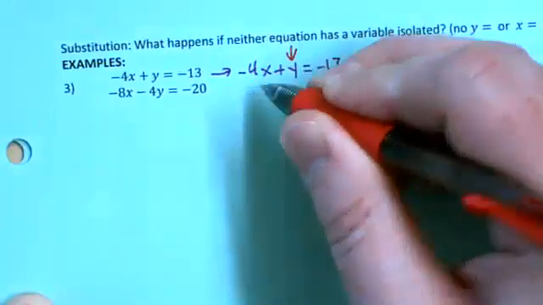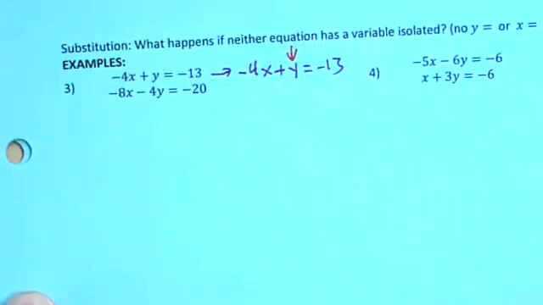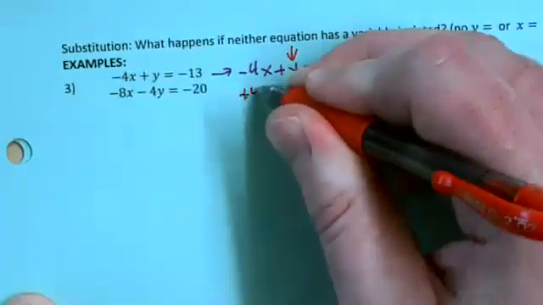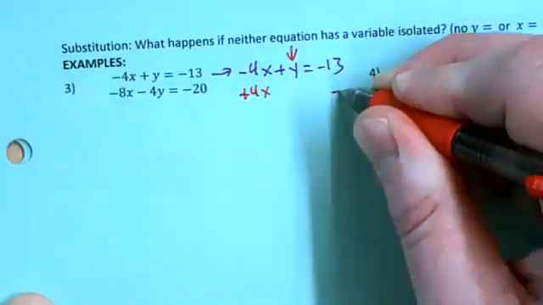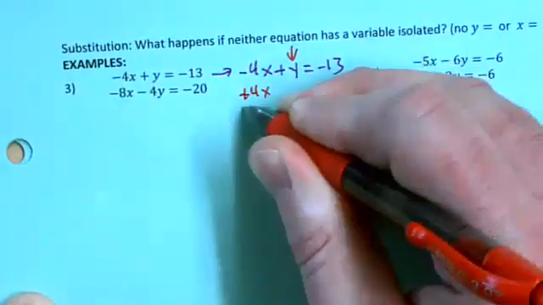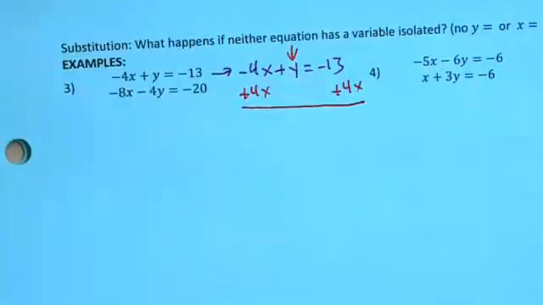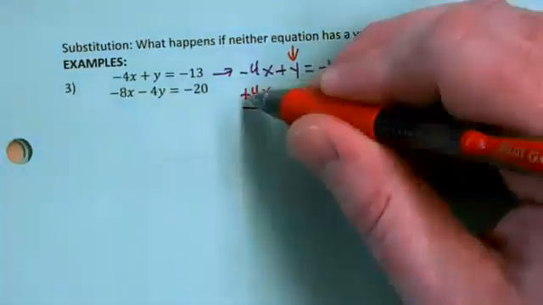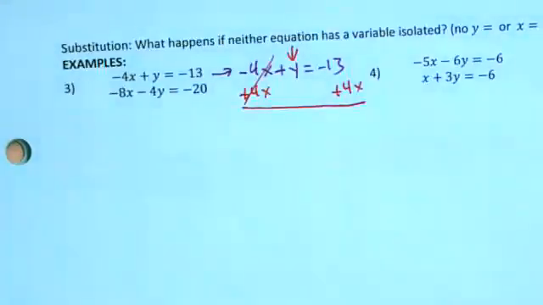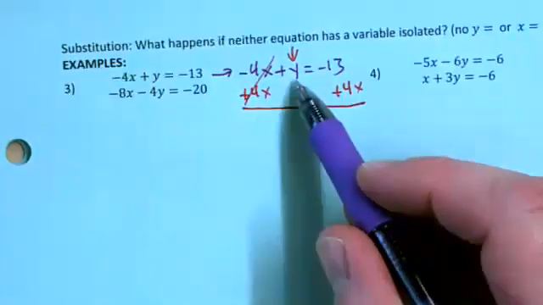We can easily get rid of this minus 4x. We'll just do plus 4x, right? Of course, we got to do that on both sides of our equation. But now the minus 4x and the plus 4x cancel out. And what we're left with is just y, correct?